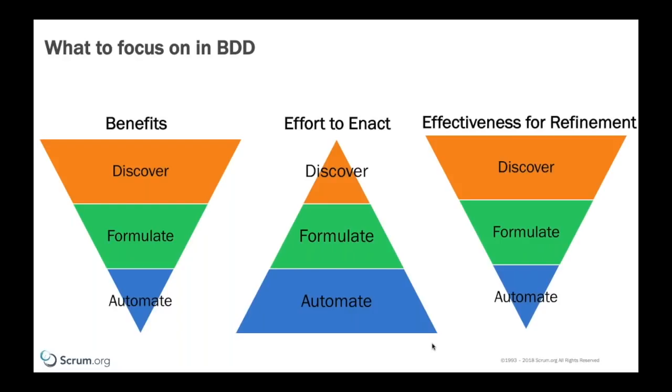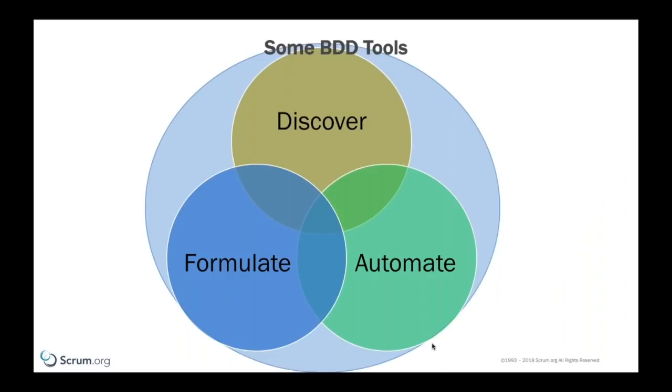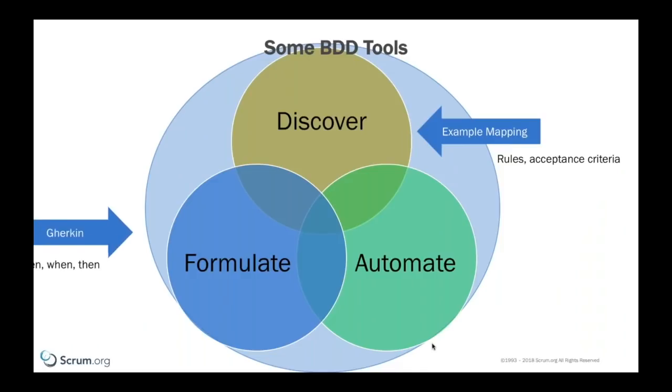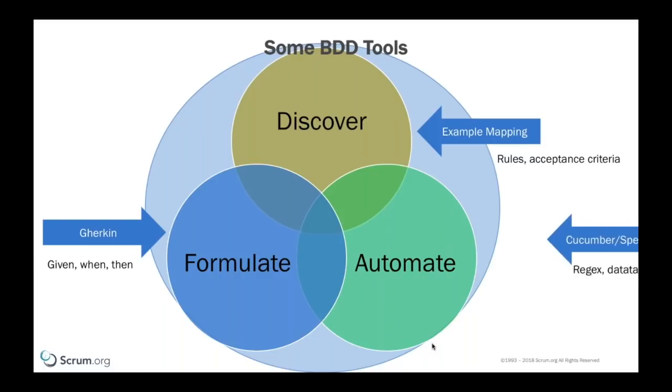All three of these levels, discovery, formulation, and the automation part, can help you drive out more details of the requirements. But the real bang for the buck is what we've just done, coming up with concrete examples to drive out better behavior for our user stories. Some of the tools that people use for discovery: example mapping. I'll show you a few examples of that coming up. Gherkin to formulate some of those examples. And maybe Cucumber or Specflow to automate some of the examples.